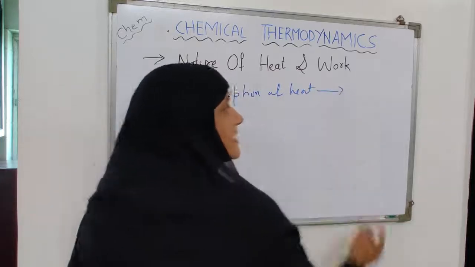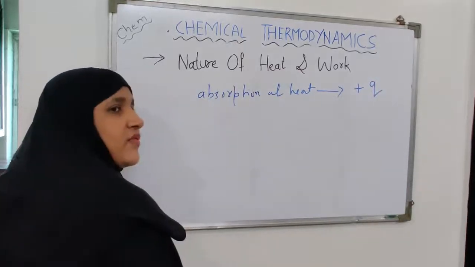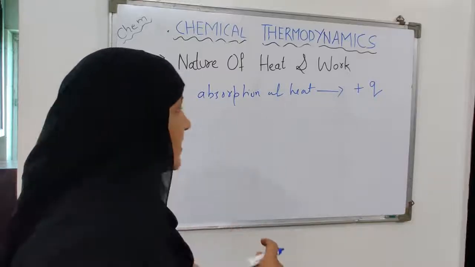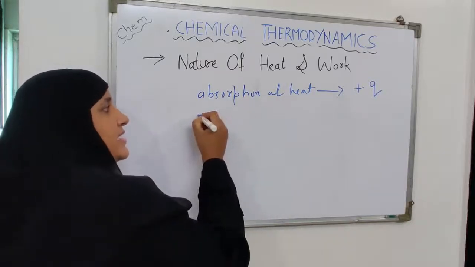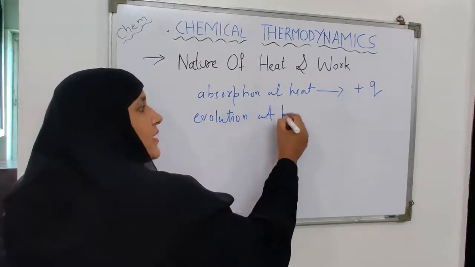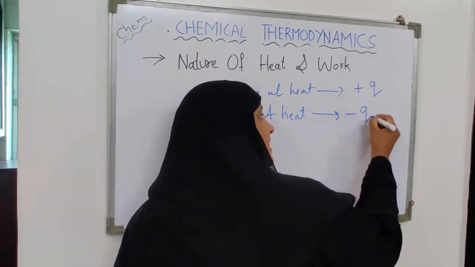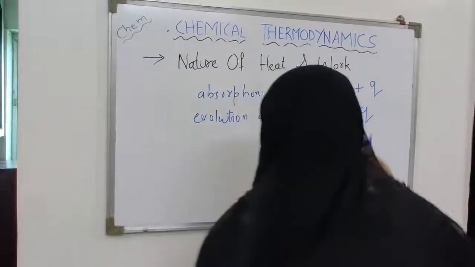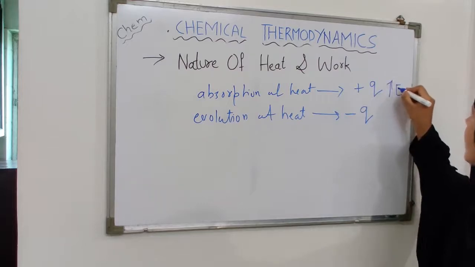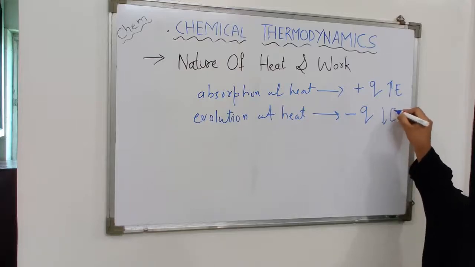Absorption of heat is indicated as plus Q for the system, and if heat is given out into the surrounding, that is evolution of heat, it is loss of energy and is indicated by minus Q. So plus Q means increase in energy and minus Q means decrease in energy.